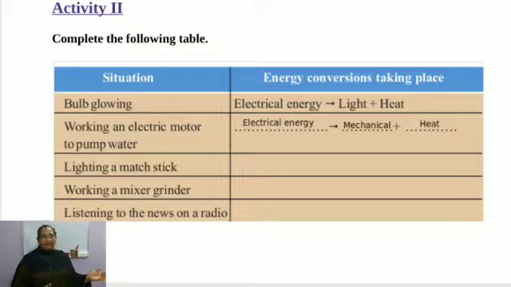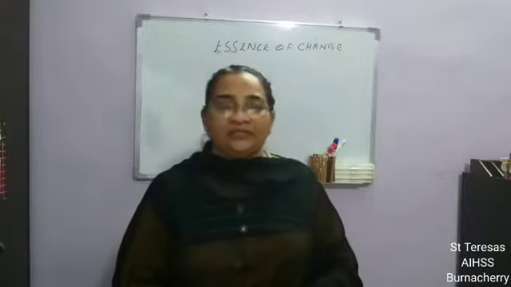Is it very clear? Now there are three more situations. Lighting a matchstick. Teacher has already shown you that. What is the energy transformation? Working of a mixer grinder. You know what the energy transformation is. Listening to the news on the radio. So, on the radio, when you listen to the news, please see what the different energies are, what is used and what it transforms into. You have to complete that table. Is it very clear? So please do that work.